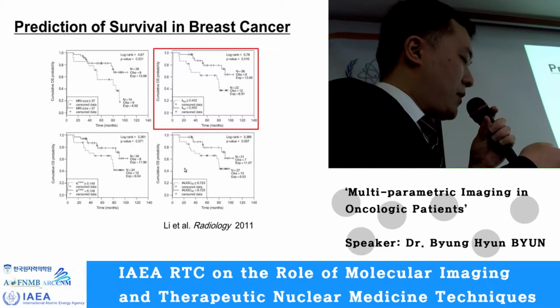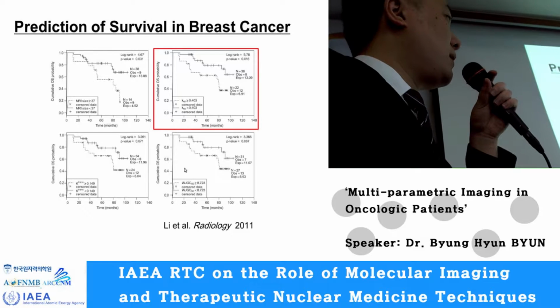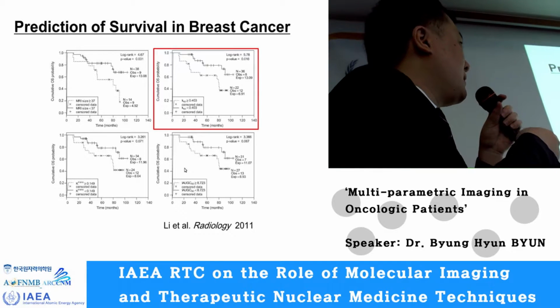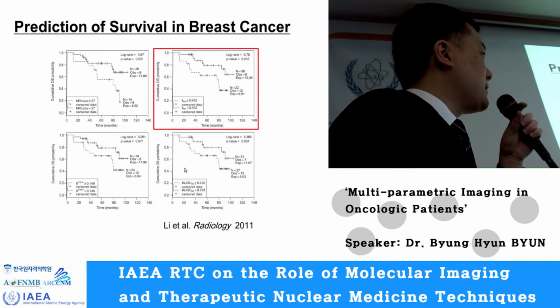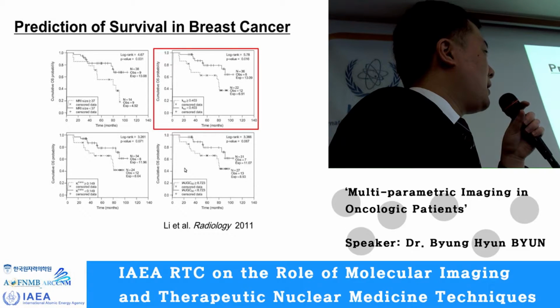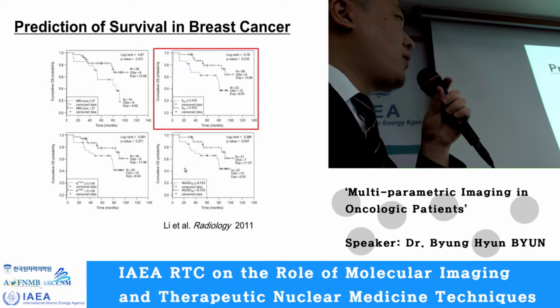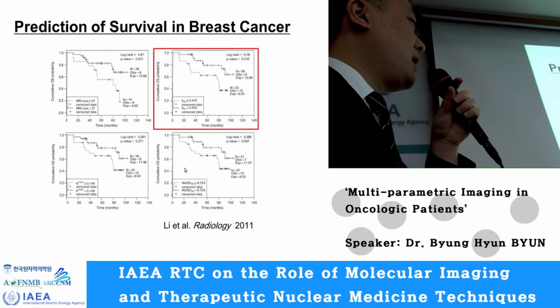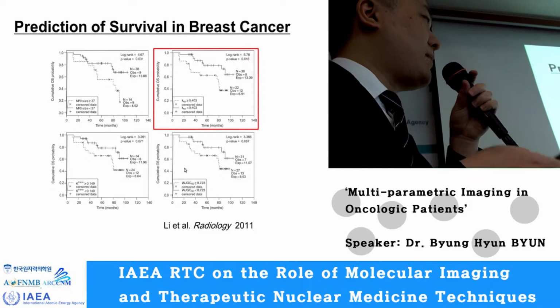We reported that by using these perfusion parameters, we could predict the survival of breast cancer patients, with higher Kep, which means higher perfusion rate, showing poor prognosis. Other parameters also showed some differences in survival.